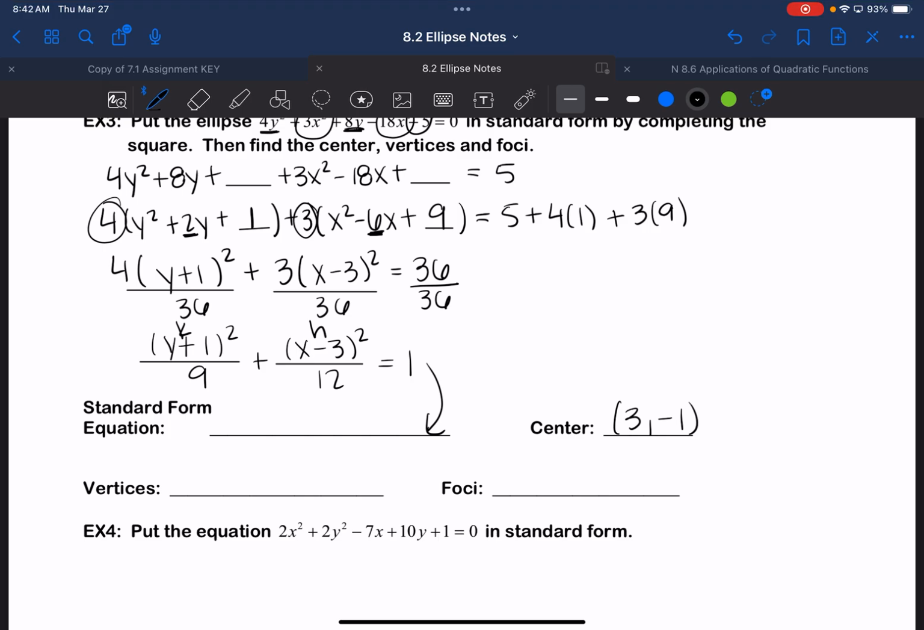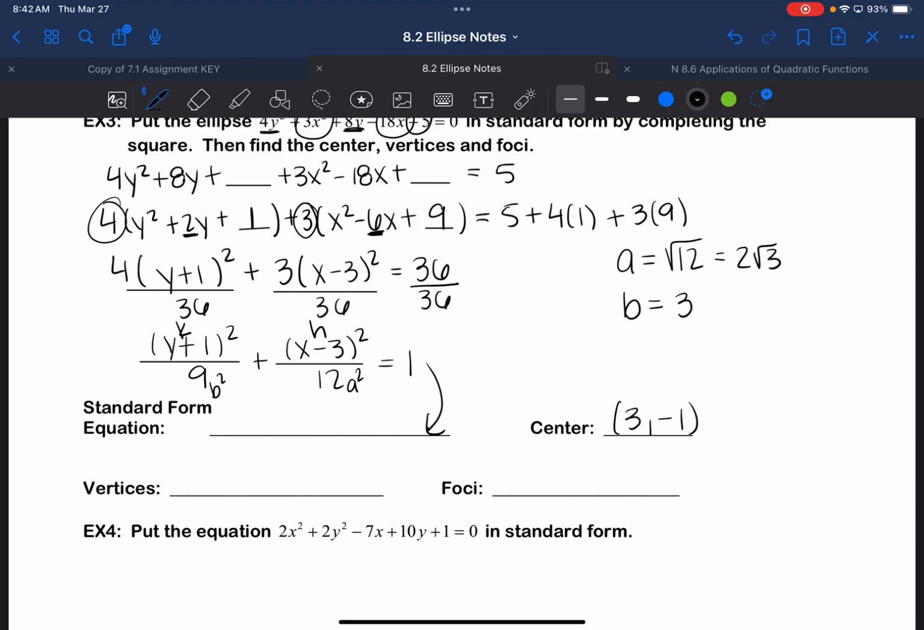All right, then it asks where our vertices would be. Well, in order to know where the vertices would be, we need to find our a and b, right? Well, which one has to be a, which one has to be b? 12 is going to be a squared, b squared will be 9. So if a squared is 12, then a is the square root of 12, right? Which you could simplify a little bit. This would simplify down to 2 square root of 3. All right? And if b squared is 9, b must be 3.